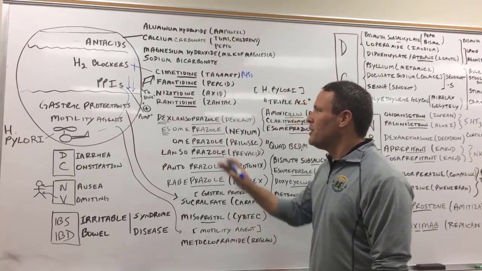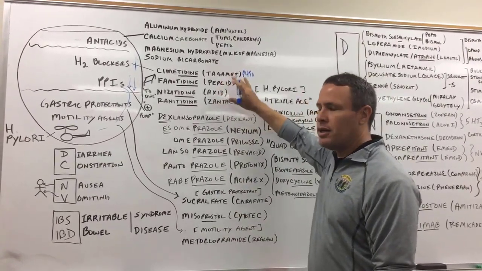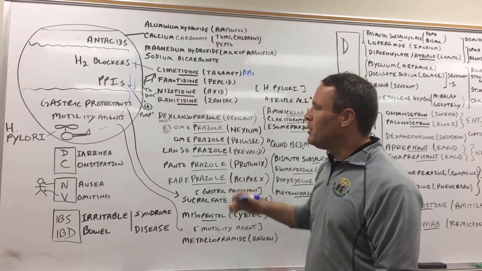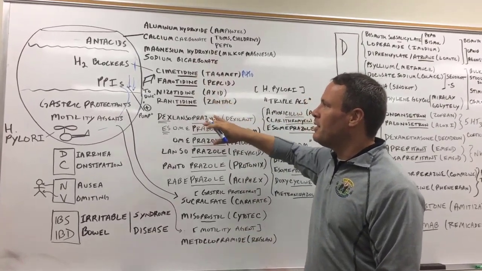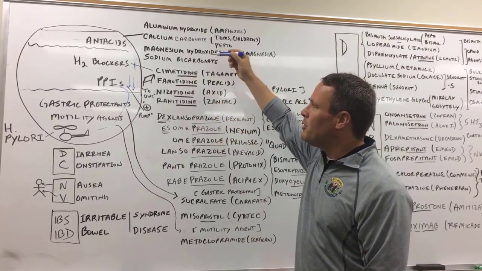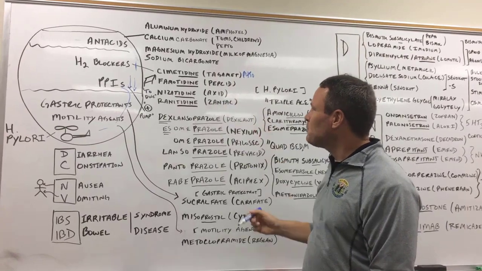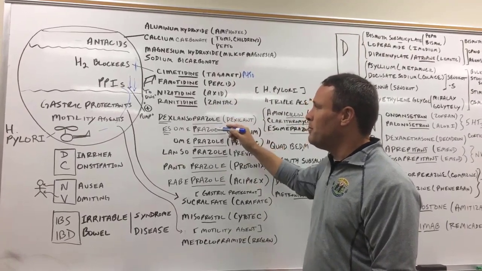And I'm not going to go over the mnemonics right now for the words, you can find those in other videos I've made. But the goal is to see everything visually and together. So most of the time, somebody would try an antacid first, then they would go to an H2 blocker, and then they would go to a PPI.